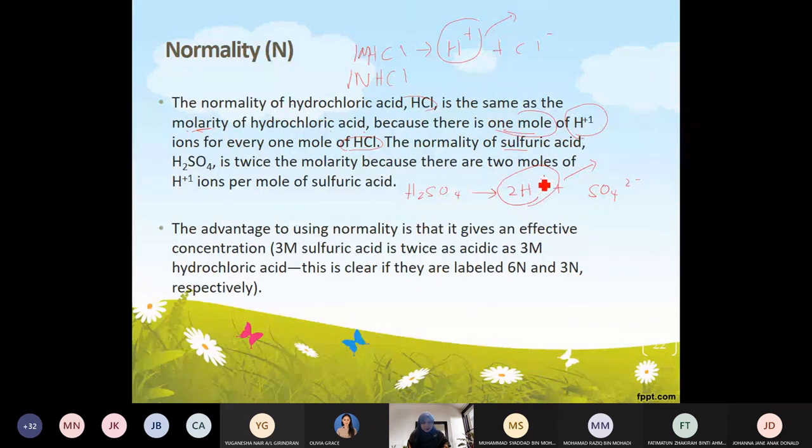So number of equivalent here, 2 kan? 2. That is for normality. So maknanya it will be twice for the normality compared to the molarity. Sebab ada 2 ni can be donated. So if we write, kita akan buat macam ni. 1 molar sulfuric acid will be equivalent to 2 normality of H2SO4. Faham?